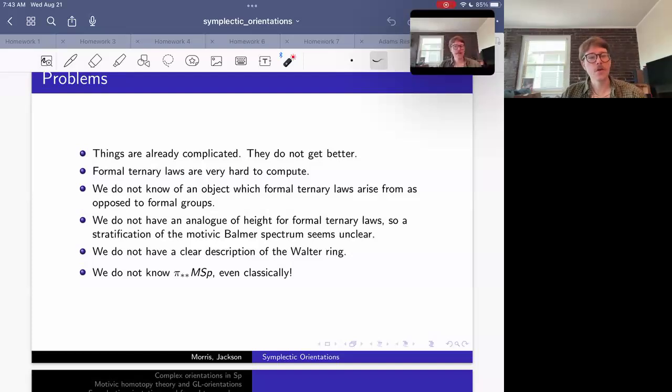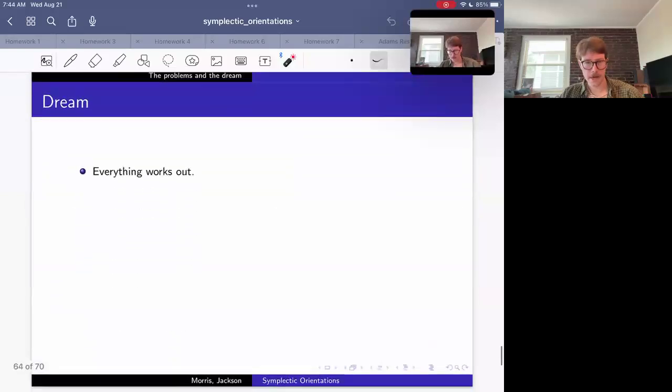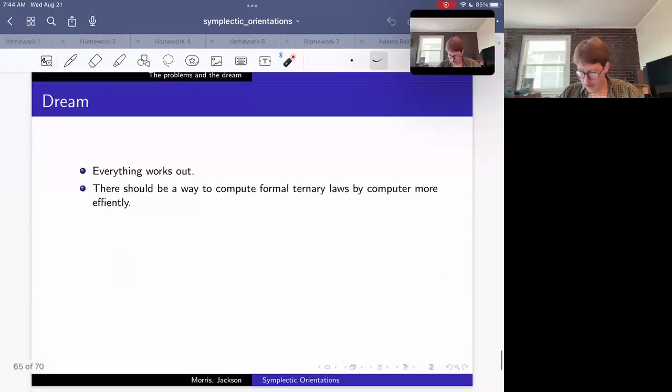But in lieu of these problems, which I think are solvable, we can dream a little bit. So bear with me. Everything works out. And I really do believe that everything works out here. One, there should be a way to compute formal ternary laws by computer more efficiently. I was talking to one of the people that is researching this recently, and I was like, why are you computing it this way? And he just went, I don't know. And so there should be a better way to do this. The only answer to these questions on why we compute this way is I don't know.